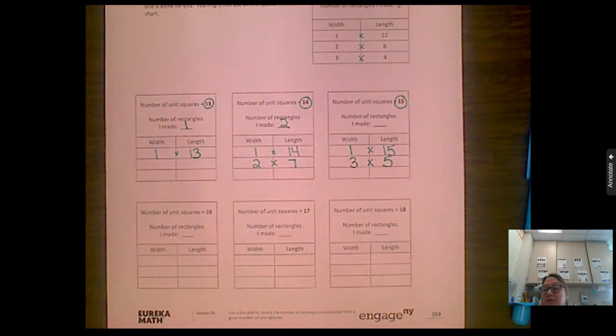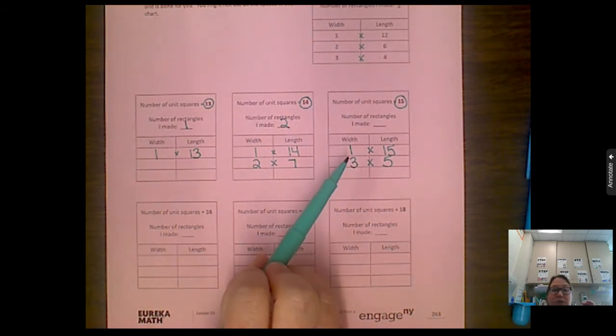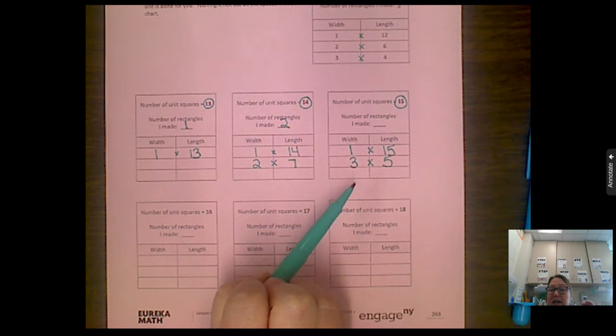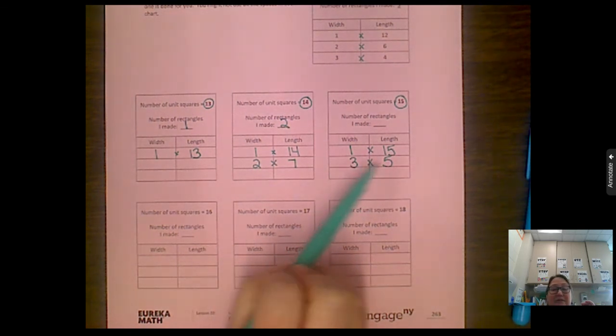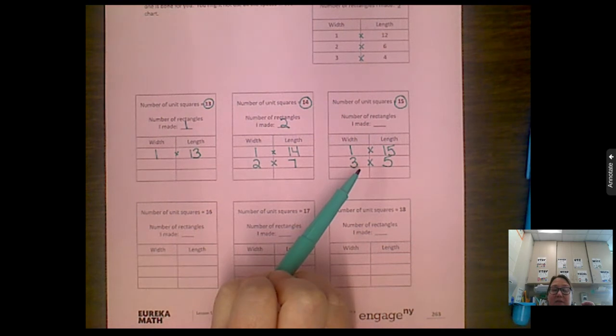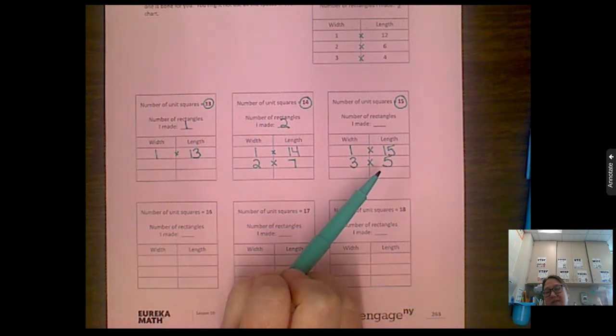So after 3, what would I try for my width? 4. Can I multiply 4 by anything to get to 15? No, right? Because 4, 8, 12, 16. So that doesn't work. After 4, what would I try? So I did 1, yes. 2, no, didn't work. 3 works. 4 doesn't work. Next I would try 5, but I already have 5 right there, so I'm not going to put it again because I don't want to repeat. If I put 5 again, the numbers would just be flip-flopped, so that's not going to count as a new one.